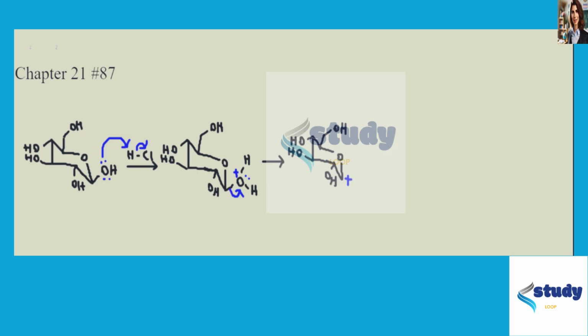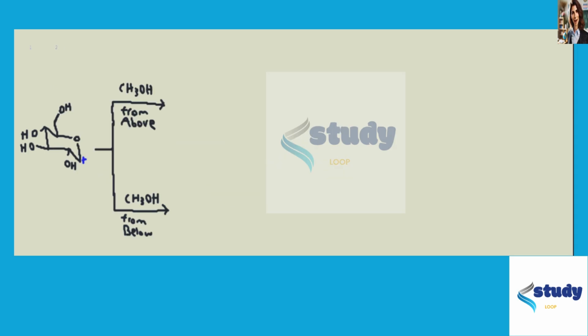And so remember, carbocations are trigonal planar. And as a consequence of that, and let's look at the next page, as a consequence of that, the methanol is going to be able to attack from either direction. So it can come from above or below the plane of this ring, since it's going to be a trigonal planar flat carbocation. And so when the methanol comes from above, we get this structure.